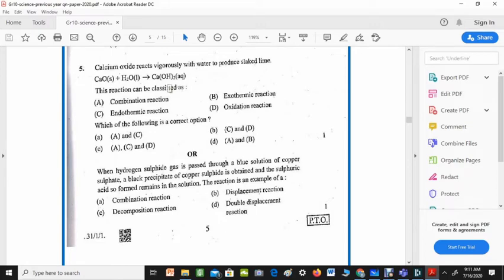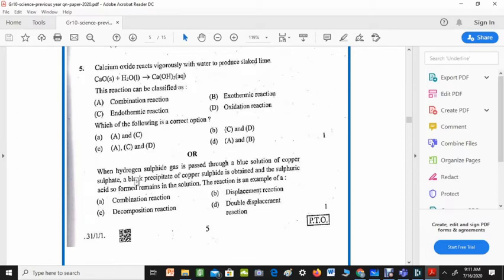Slaked lime is obtained by the slaking of lime. Slaking of lime means lime is calcium oxide. So calcium hydroxide is called slaked lime, and when you prepare this slaked lime, a lot of heat energy is liberated during this reaction. So this is a clear example of an exothermic reaction. So your answer is, it's a combination reaction as well as an exothermic reaction. So the answer is option D, A and B.